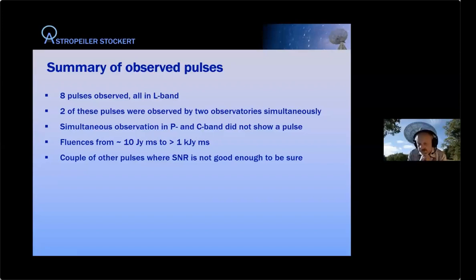The fluences have been observed. They were in the 10 Jansky millisecond range starting. This is sort of the limit of the sensitivity of these 25-meter instruments. And they went in excess of 1 kilojansky millisecond. So really, really bright pulses were detected. And as I mentioned, there were quite a couple of other pulses where it's just uncertain whether these are real. So we keep them out of the picture for the time being.